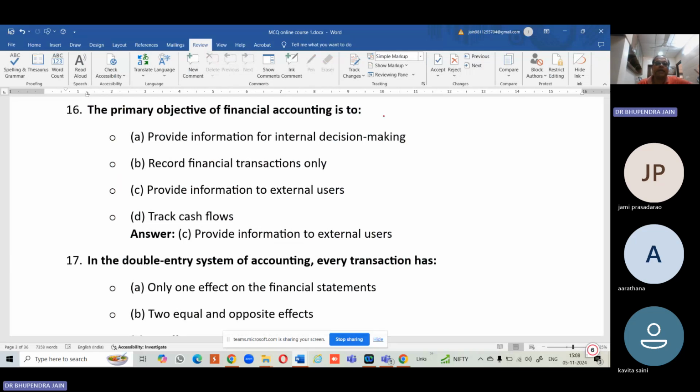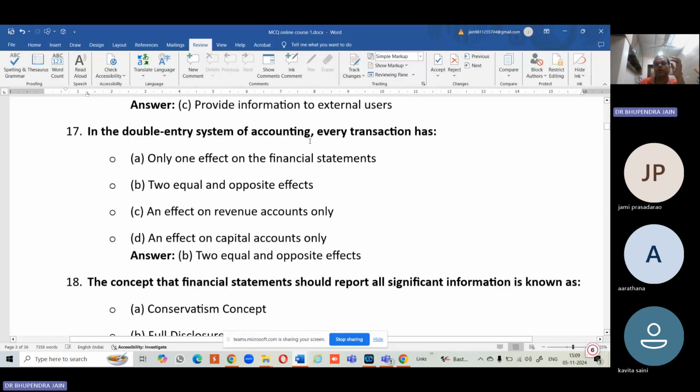The primary objective of financial accounting is to... there are so many types of objectives of financial accounting. Provide information for internal decision making, this is not the primary objective. Because of financial transactions this may be possible, but we have to choose the best alternative option. Provide information to external users or track the cash flow. So this is the appropriate answer.